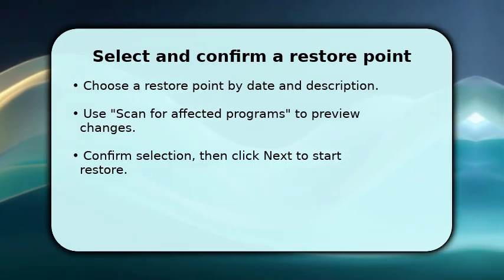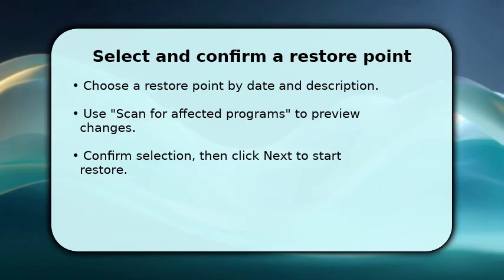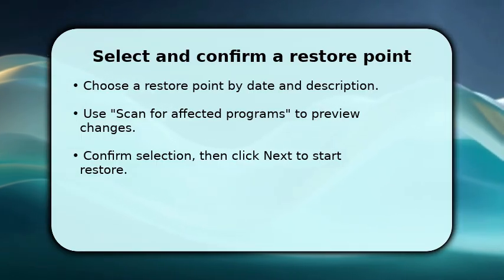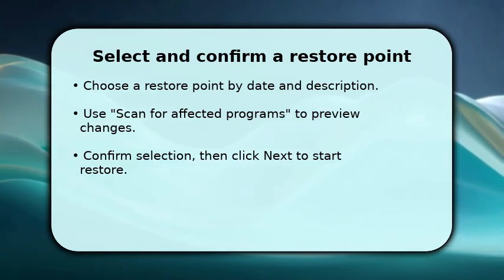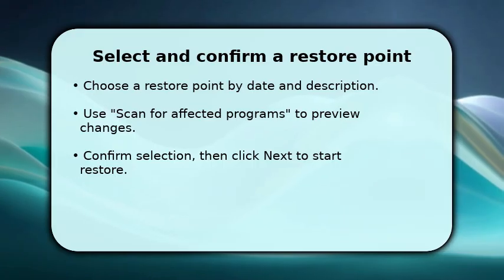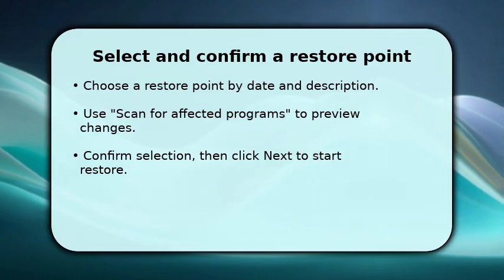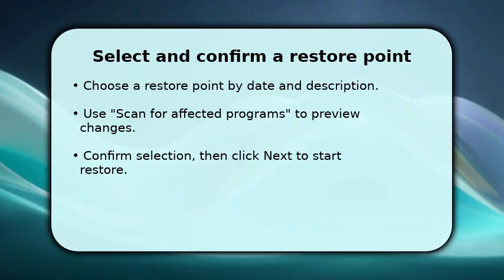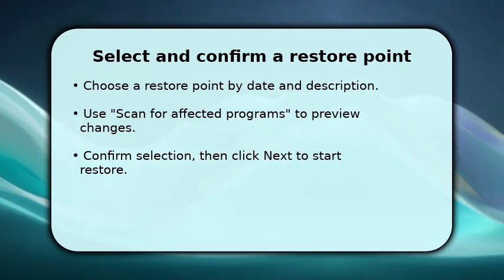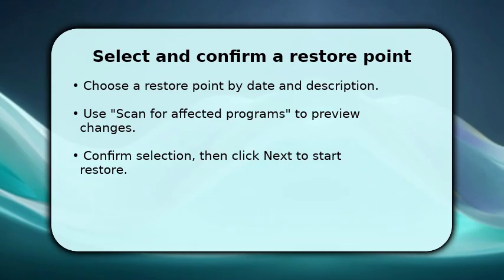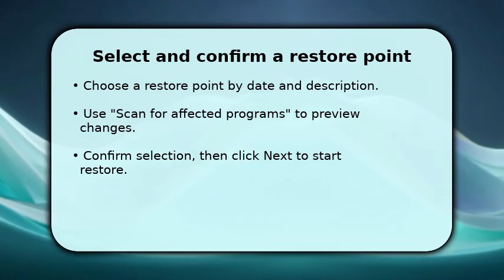Once chosen, click Scan for affected programs to see which apps or drivers will be removed or restored. This prevents surprises. After reviewing, confirm your selection and press Next. The wizard will summarize actions, and you'll click Finish to begin. This is when Windows commits to reverting system files and settings.